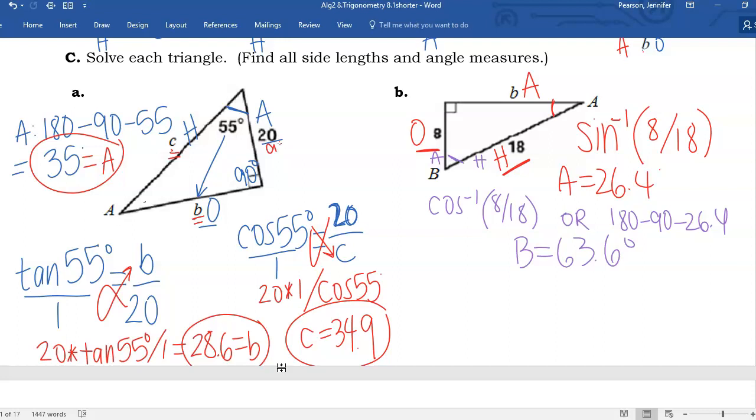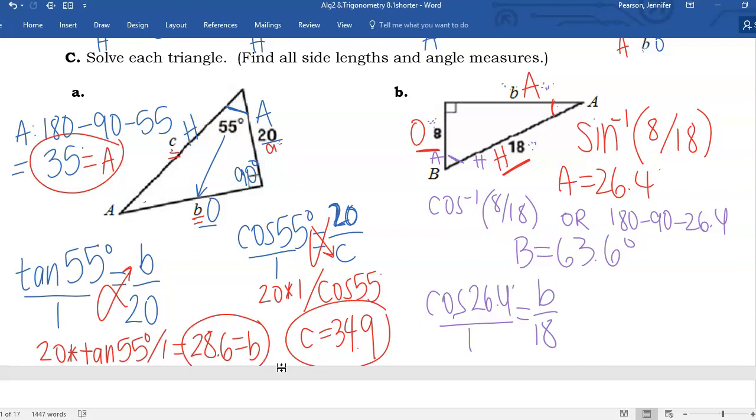Now, I can go off of A, or I can go off of B. I could be doing a cosine with A, or I could do a tangent with A, or I could do a tangent with B, or I could do a sine with B. There's lots of different options as long as you're picking the right numbers to put in the right places. So I'm going to just go cosine with A. The cosine of 26.4 degrees is the adjacent over the hypotenuse.